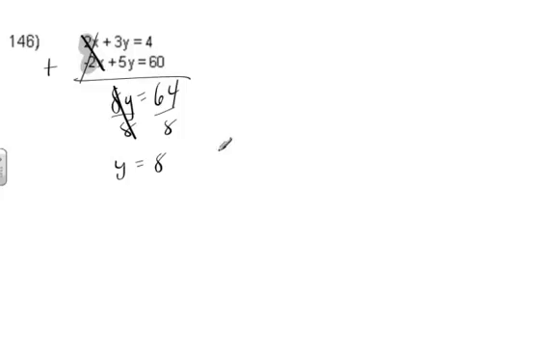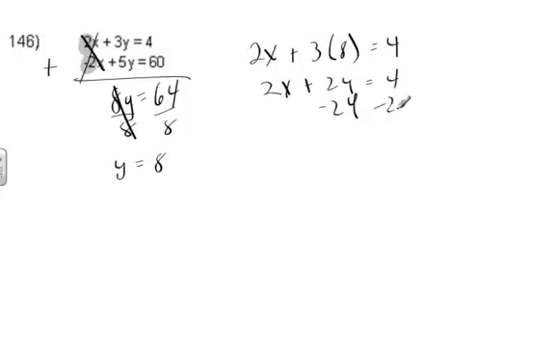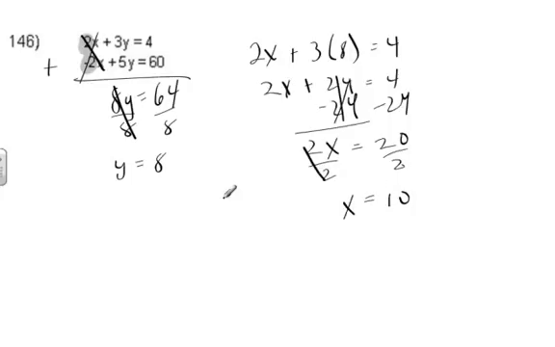So y = 8, so now we substitute that 8 back in for y, so we have 2x plus 3 times 8 equals 4. So 2x plus 24 equals 4. We subtract 24 on each side. So 2x equals 20. And then divide by 2, x equals 10. So our ordered pair is 10, 8. This is actually a lot easier.